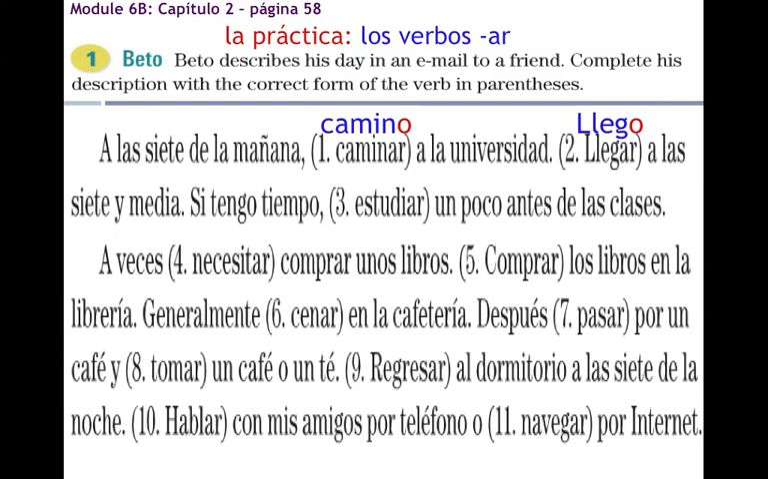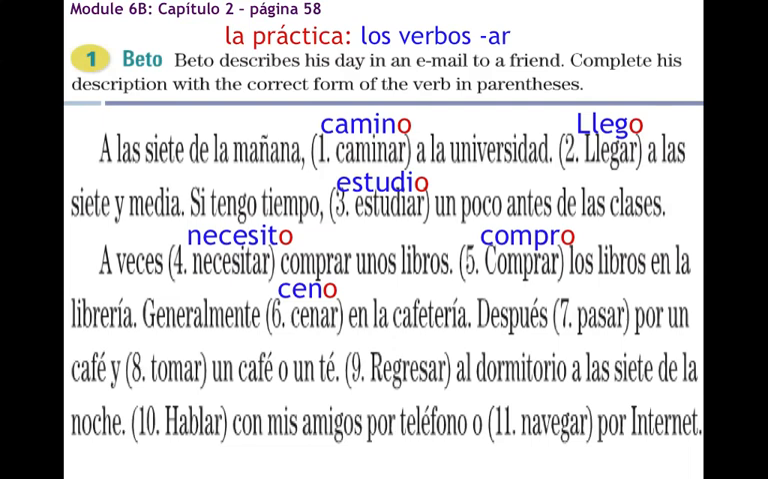Si tengo tiempo, if I have time, estudio un poco antes de las clases. I study a little before classes. A veces, necesito comprar unos libros. At times, I need to buy some books. Go ahead. Compro los libros en la librería. I buy the books in the bookstore. Generalmente, ceno en la cafetería. Generally, I dine in the cafeteria.